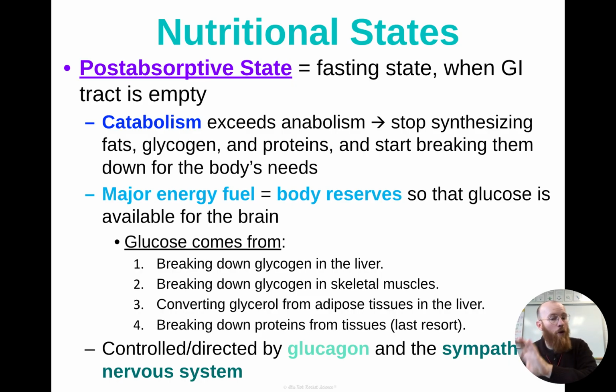So we have our absorptive state, where we're actively absorbing and we have food in our system. Postabsorptive is going to be referring to now I am fasted. It has been past that average of 4 hours. I don't have anything new coming in, and the GI tract is therefore empty. This is going to refer to catabolism exceeding anabolism, so I have more needs in my body than what I have new energy coming in or available.